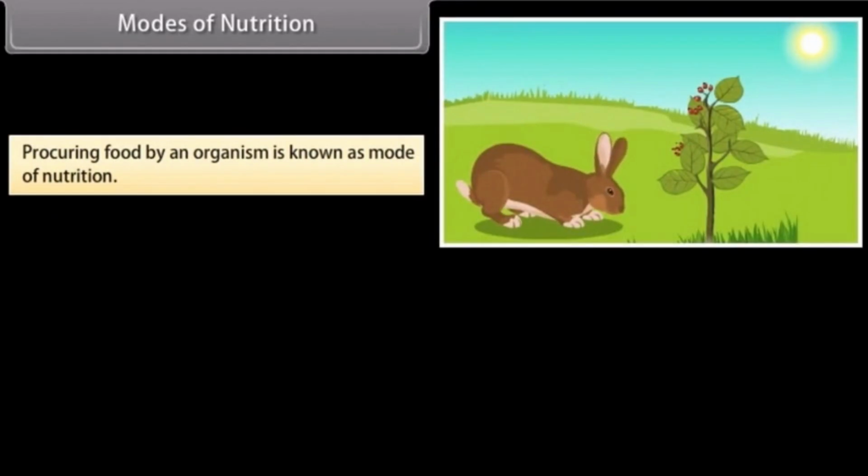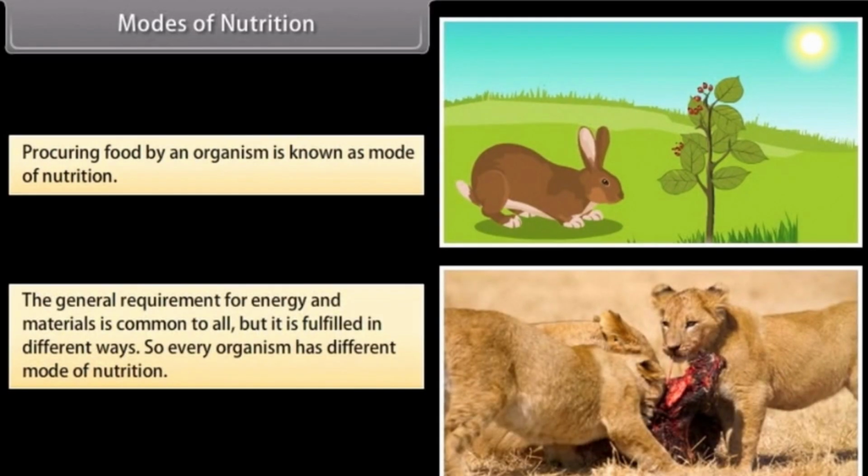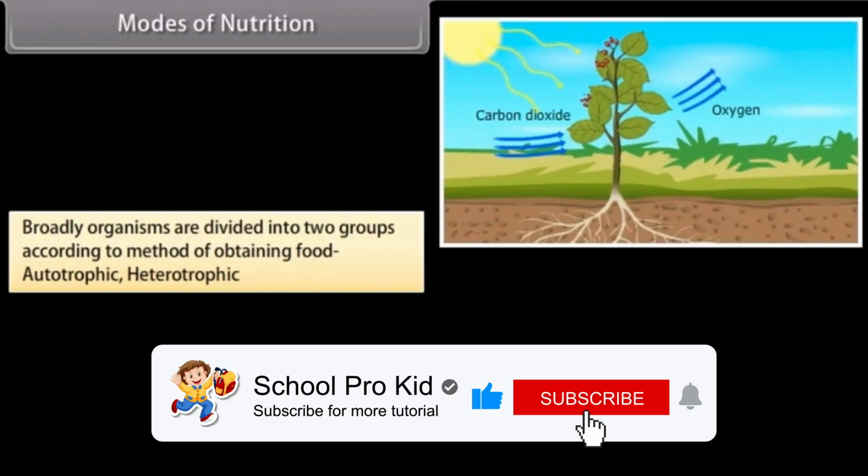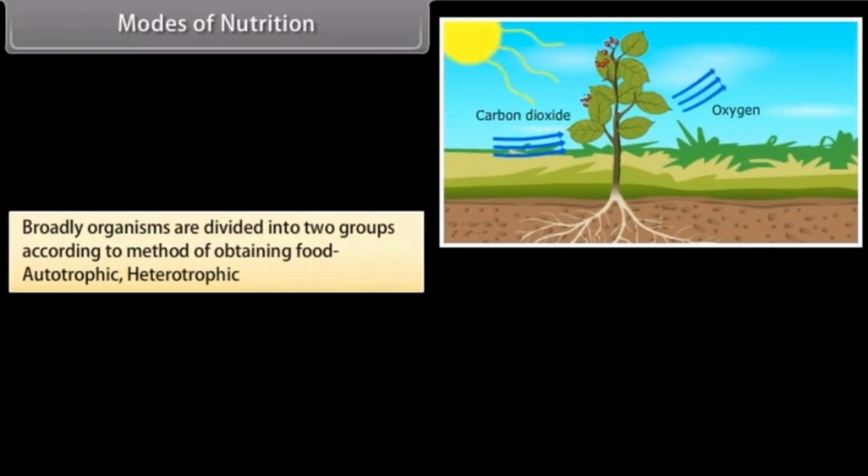Modes of nutrition. Procuring food by an organism is known as its mode of nutrition. The general requirement for energy and materials is common to all, but it is fulfilled in different ways. So every organism has a different mode of nutrition. Broadly, organisms are divided into two groups according to the method of obtaining food: autotrophic and heterotrophic.